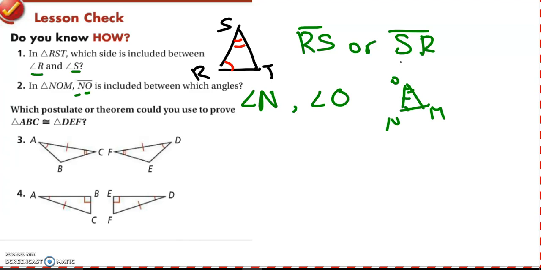Which postulate or theorem can you use to prove ABC is congruent to DEF? So number 3, I've got an angle, its included side, and another angle. So number 3 is going to be angle, side, angle. And in number 4, I have an angle, angle, and a side. So this is going to be angle, angle, side.